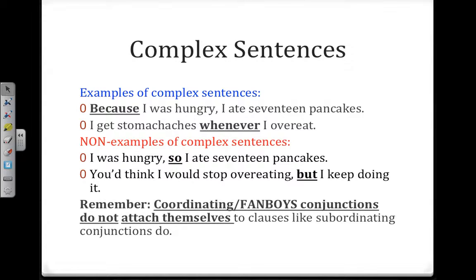That's different, again, than the subordinating conjunctions, like "whenever." Whenever attaches itself to the clause that follows it: "Whenever I overeat." And that becomes one dependent clause. So if you see those coordinating conjunctions, do not include those in your clauses.